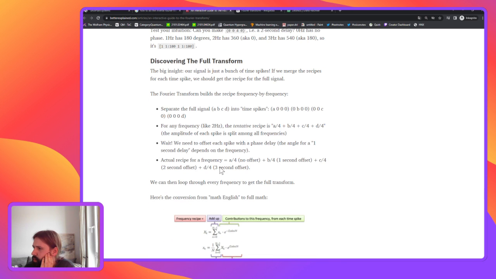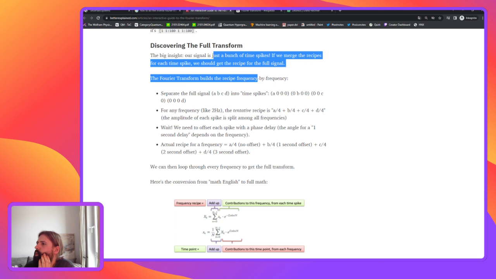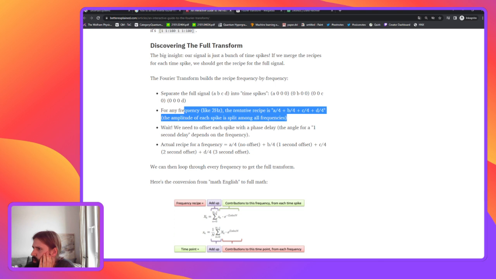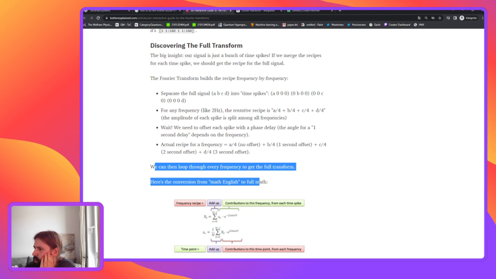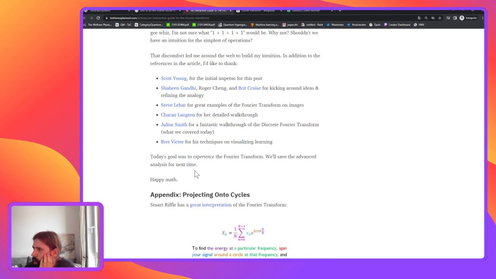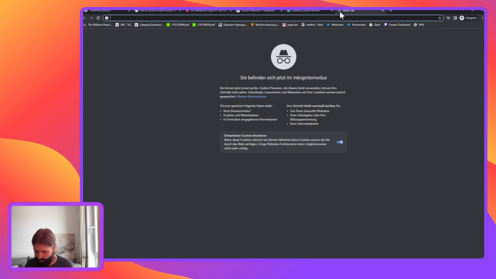Yeah, I know all the stuff, the Fourier transform. Frequency and frequency. Separate the full signal into time spikes. It's not an integral, then it's just a sum. Can we see an example?